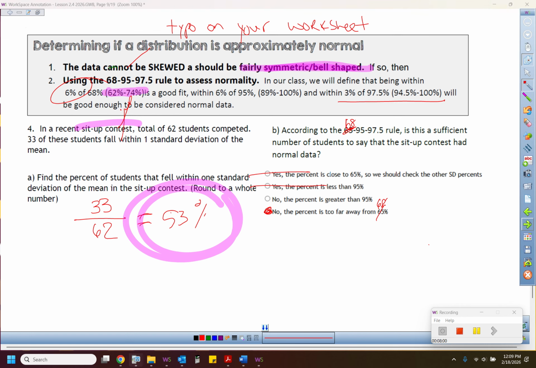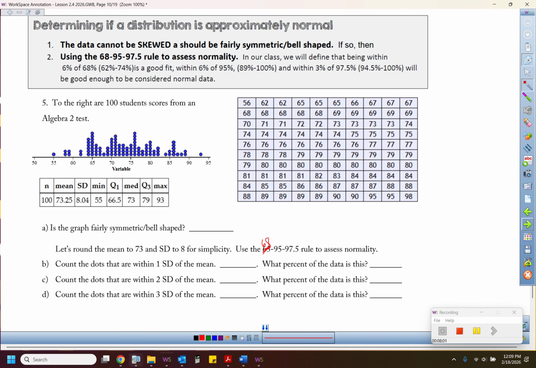Cool. Another one. Holy data sets, right? It says to the right there are students. Love that number. That's a round number to deal with, 100 total students. They just gathered all the scores on the Algebra 2 test. They want to know, is it normal?